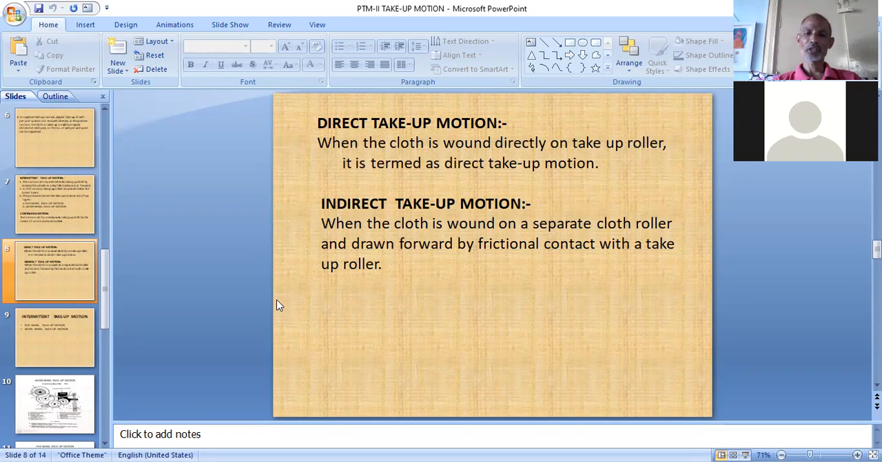And indirect means when the cloth is wound on a separate cloth roller and drawn forward by frictional contact with the tack up roller. तो ये tack up roller इसको withdraw करता है, बट उसी पर वाइंड नहीं होकर के एक सेपरेट क्लॉथ रोलर या क्लॉथ बीम हम यूज करते हैं जो कि इसके फ्रिक्शनल कांटेक्ट से रिवॉल्व करता है एंड इट इज वाइंडिंग द क्लॉथ रेगुलरली. So these are definition part of all the terms we have taken in classification of tack up motion.